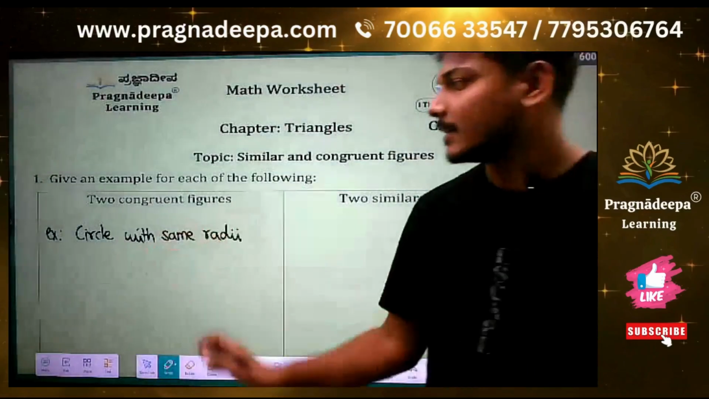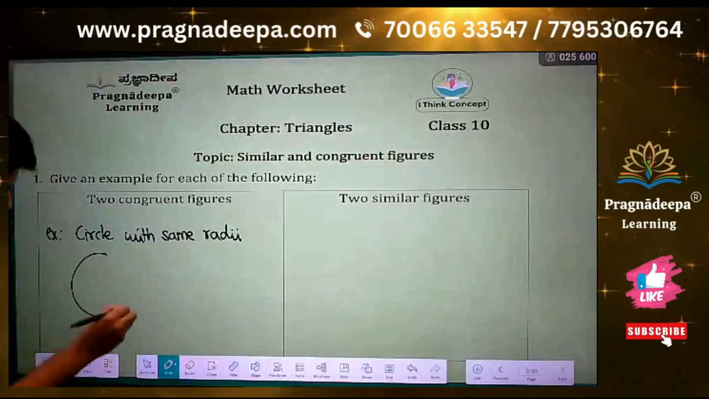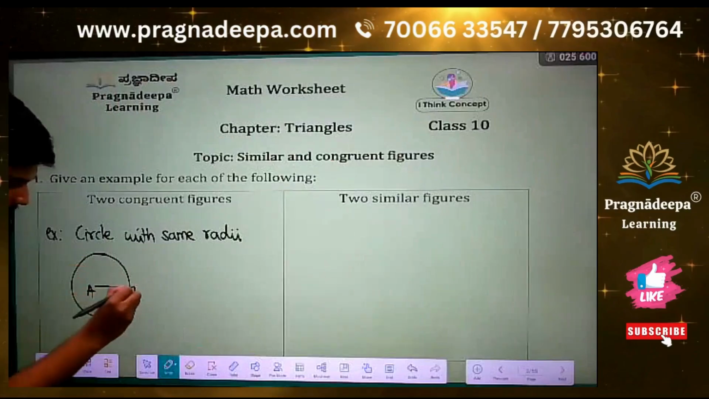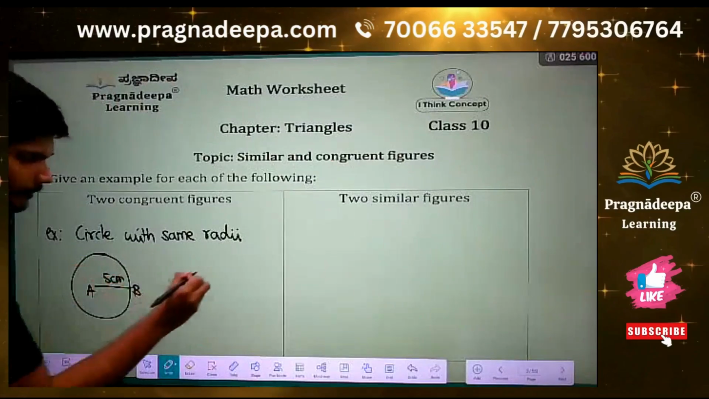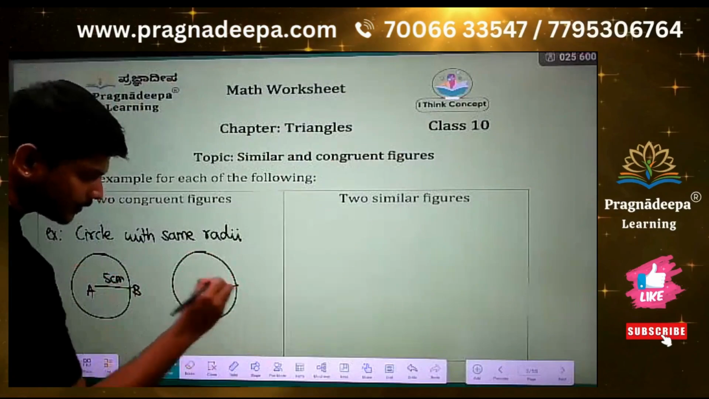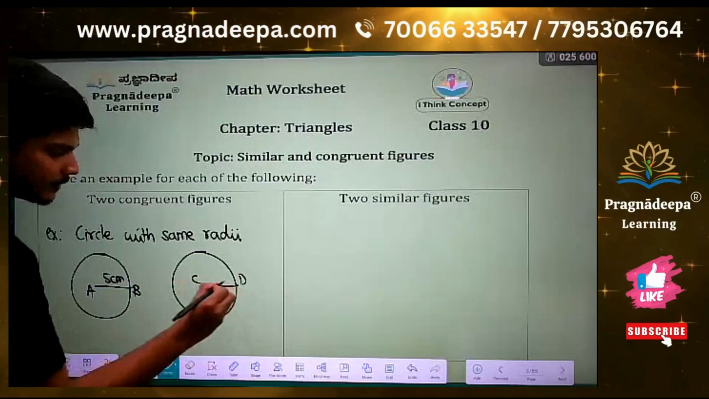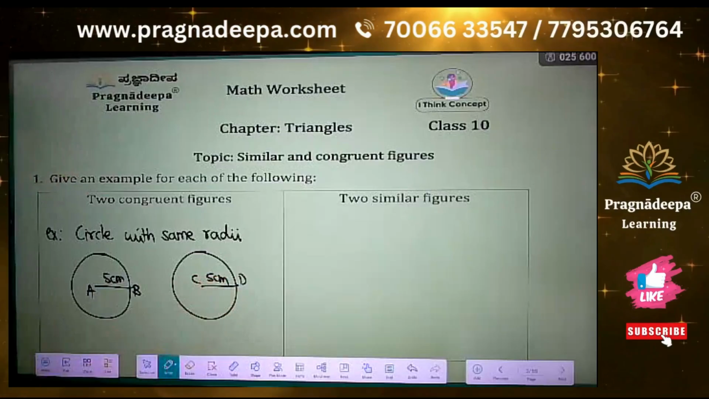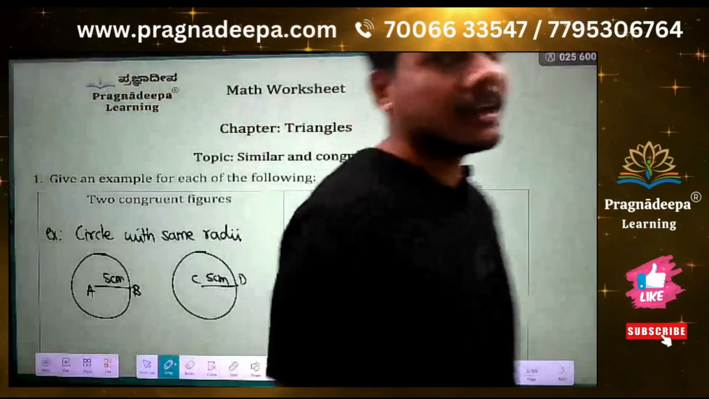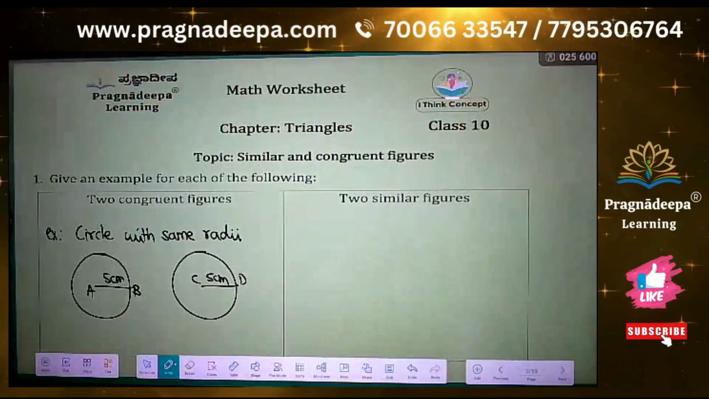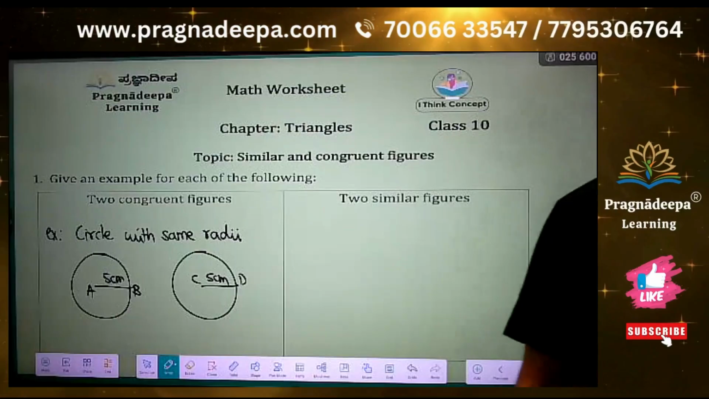So two congruent figures: circles with same radii. AB is 5 centimeter, CD is 5 centimeters. Circles with same radii. Any other examples, online students? Congruent figures, squares with same measurements.